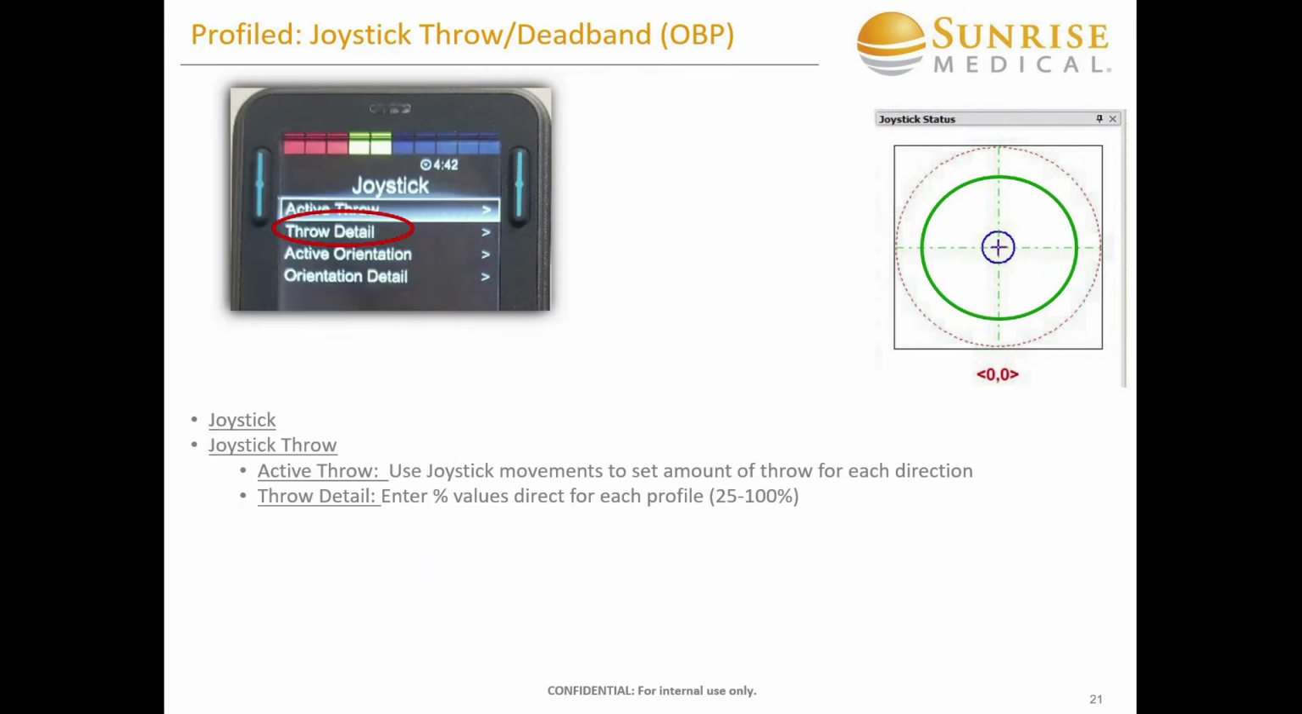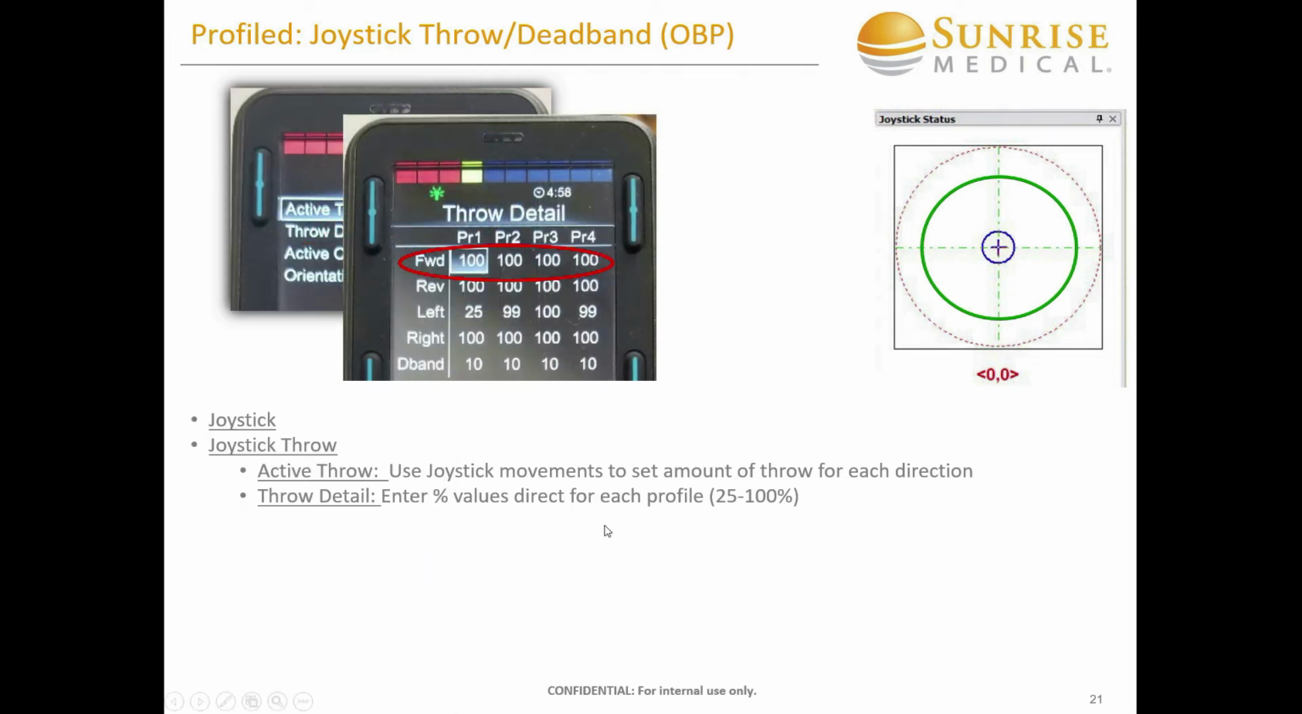Now, let's go back and now we'll talk about the deadband itself. So deadband is the ability for me to set how far the joystick needs to move before the chair actually begins to respond. So that can be entered in. It is not something that is set as an active. It's only set in through the detailed functionality.